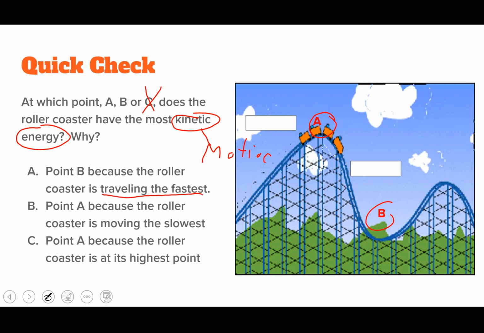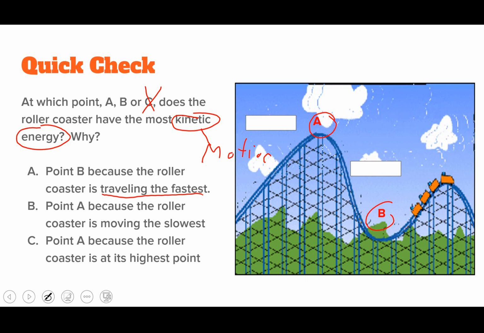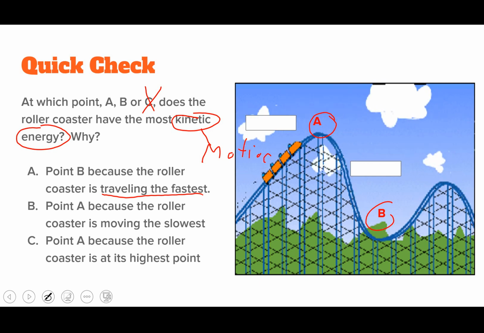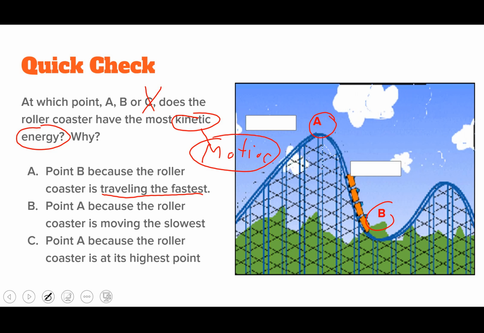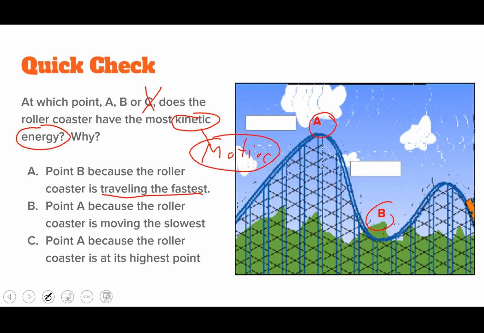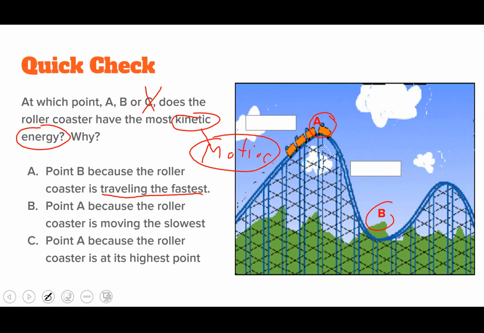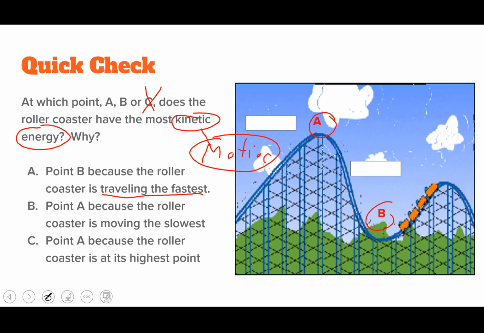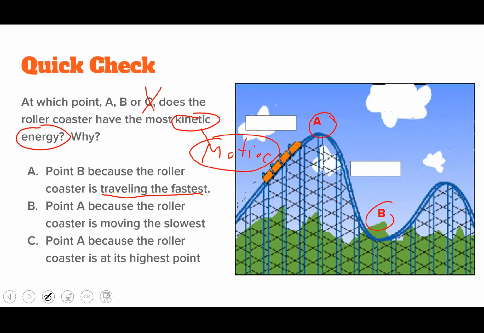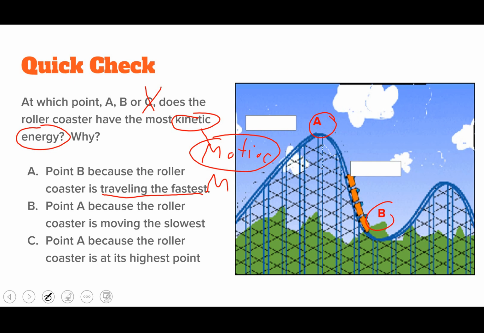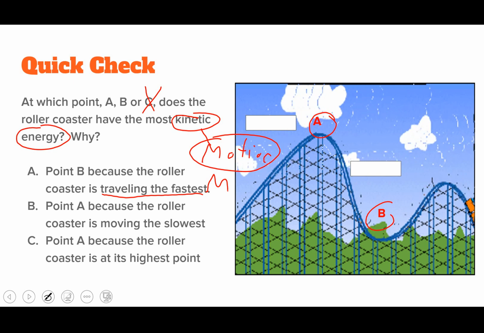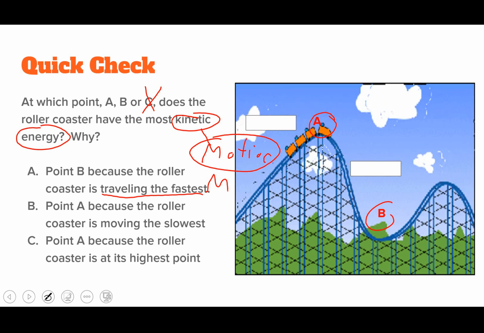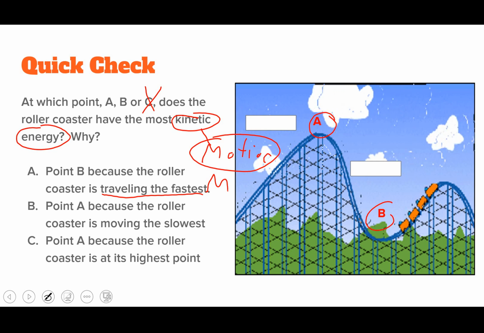So when you say traveling the fastest, does that have anything to do with kinetic energy? Well, since kinetic energy is the energy of motion, and if we're traveling fast, we're in motion, that seems like it could be a plausible answer. But let's look at the other choices just to make sure. So we're going to put a maybe next to that, an M.